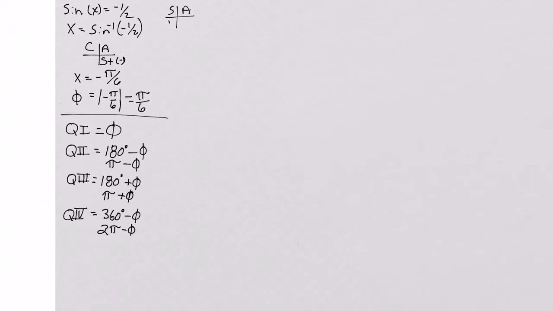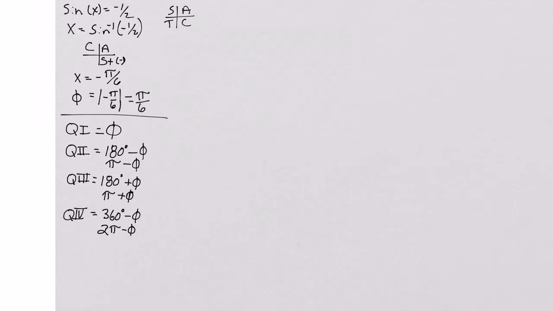All students take calculus. Well, this tells us where everything's positive. All means sine, cosine, and tangent are all positive in quadrant 1. Sine is the only thing positive in quadrant 2. Tangent is the only thing positive in quadrant 3. And cosine is the only thing positive in quadrant 4.